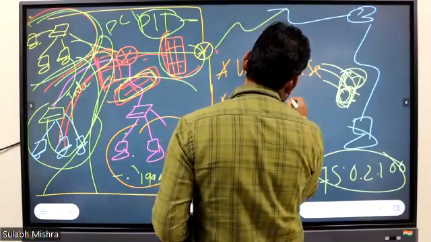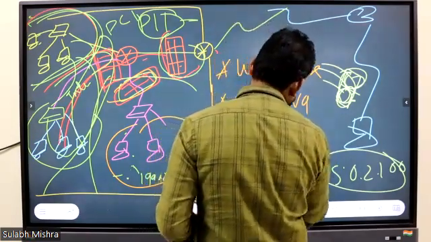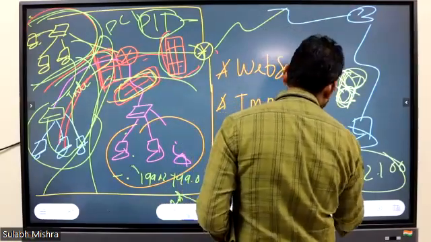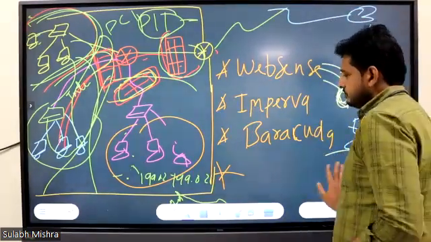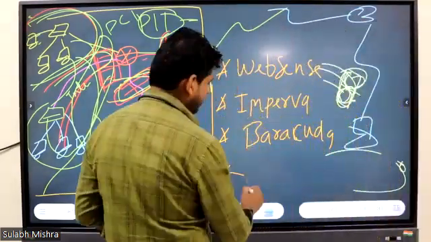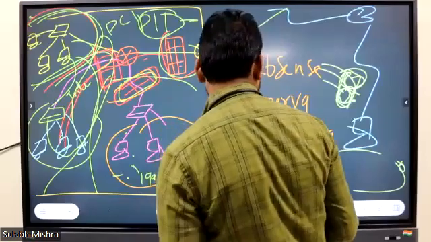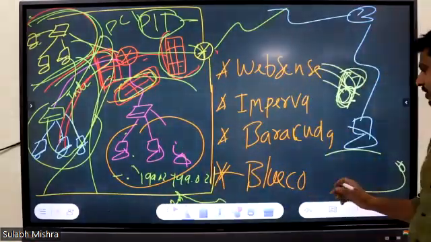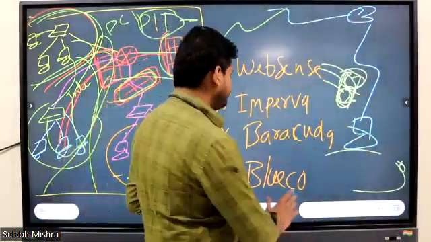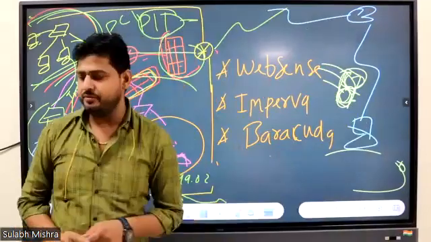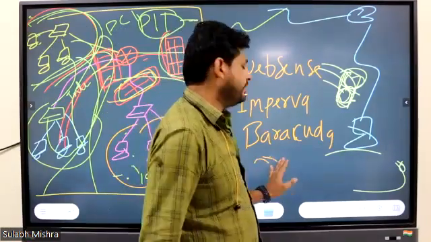Also Imperva and Blue Coat, Barracuda. Blue Coat is a proxy. I do not know whether Blue Coat has a WAF also or not. Blue Coat proxy is very famous, but I'm not sure about the WAF. These are some of the vendors which are very famous for web application firewalls. Symantec also has a WAF. So these are some of the vendors very famous for WAF, right?